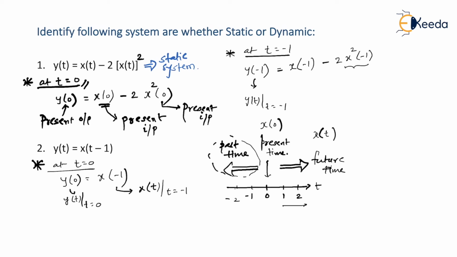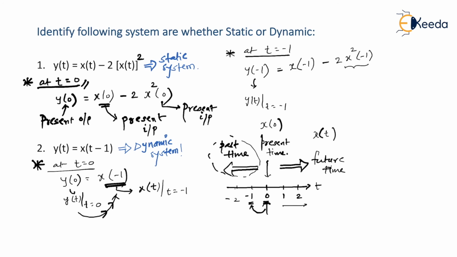Am I right? Therefore, x of minus 1 is present here, and t equal to 0 is present here. So when I say y of 0, this is called as a present output. So this is the time instant we are looking for, but then it is a function of a previous input or a past input. So I can say that since the present output is a function of past input, this system is a system equipped with a memory, and therefore it is a dynamic system. All right? So this system is a dynamic system.